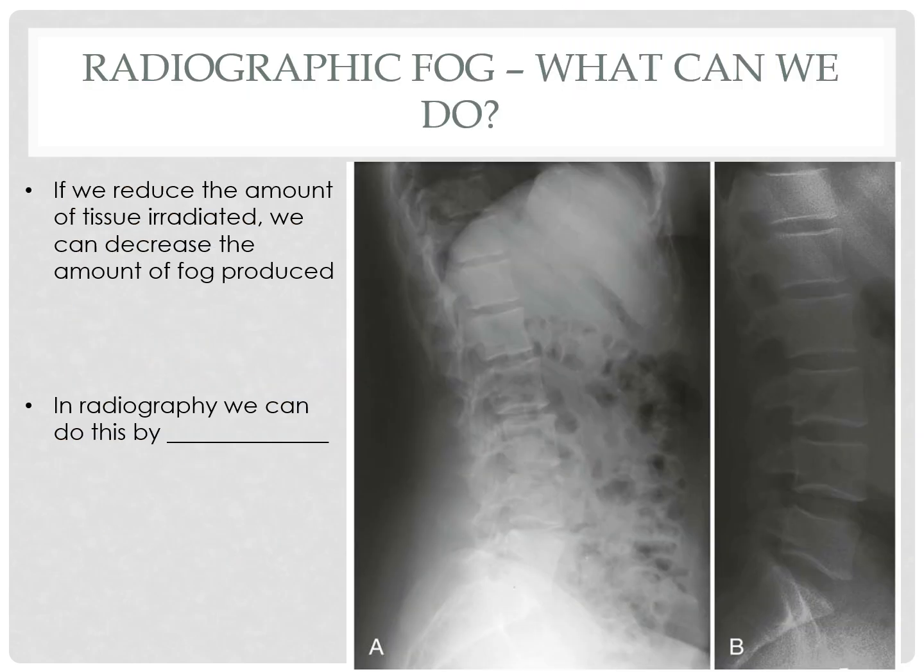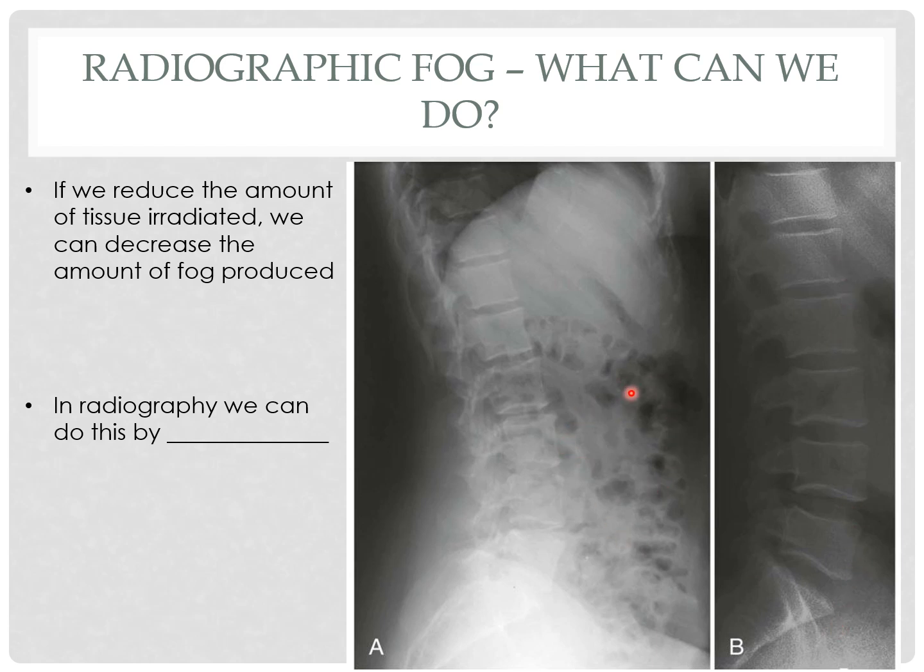Radiographic fog, what can we do? If we reduce the amount of tissue irradiated, we can decrease the amount of fog produced. In this radiograph, we can do this by collimation. As you can see here, photons are hitting here, here, here, just basically everywhere in the abdomen. But here, when we collimate, you can see the detail is a lot greater. You can see the intervertebral foramen. We can see the disc space more clearly when we collimate all of the photons to this one area right here.